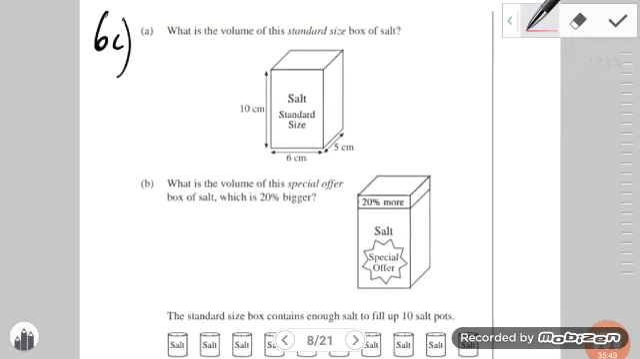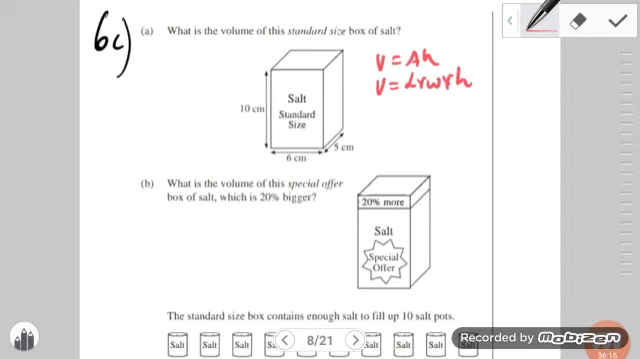Now, this is question 6C, part A. What is the volume of this standard size box of salt? And this box of salt is in the prism form of a cuboid standing up. So we know that the volume of any prism is equal to AH, and since this is a cuboid, its cross section is rectangular, so the A would have been length times width, and again times height.